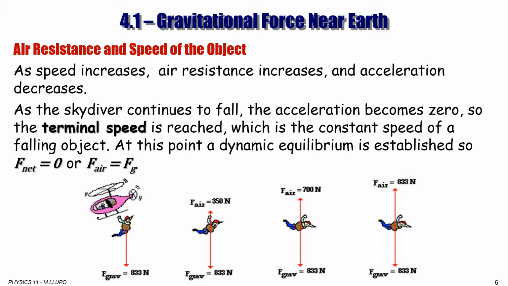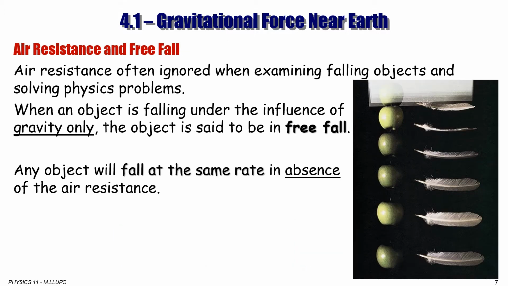So the object cannot reach any faster speed than a terminal speed. At this point, a dynamic equilibrium is established. What does it mean? That means that F net is zero. So force of air resistance and force of gravity will cancel each other. As a result, acceleration will be zero. As a result, velocity will stay constant.